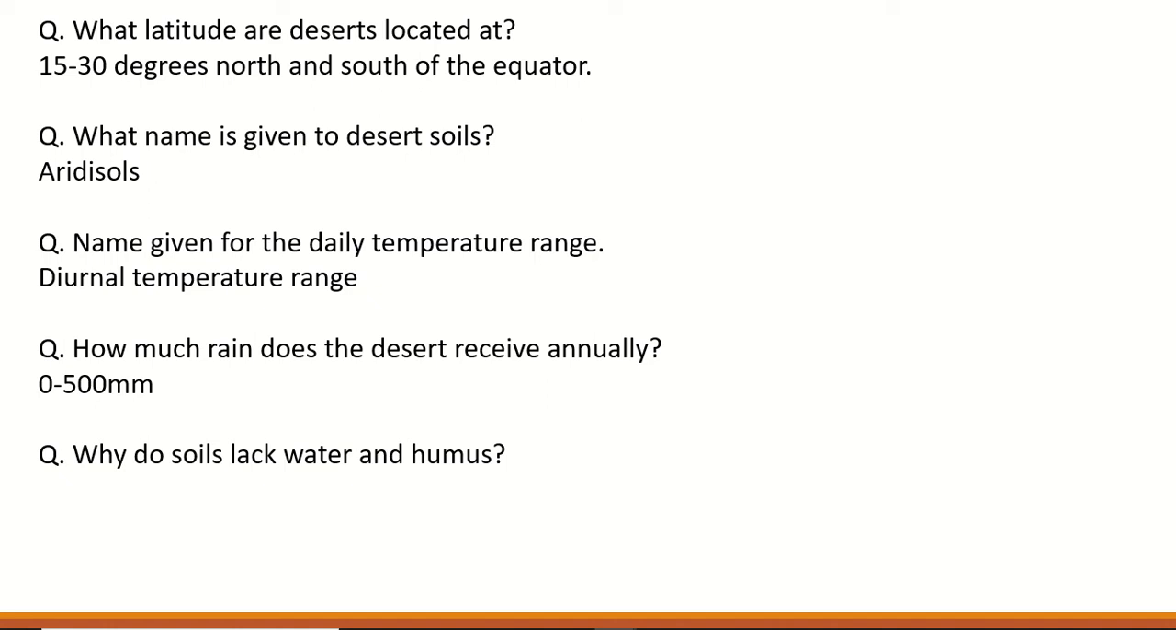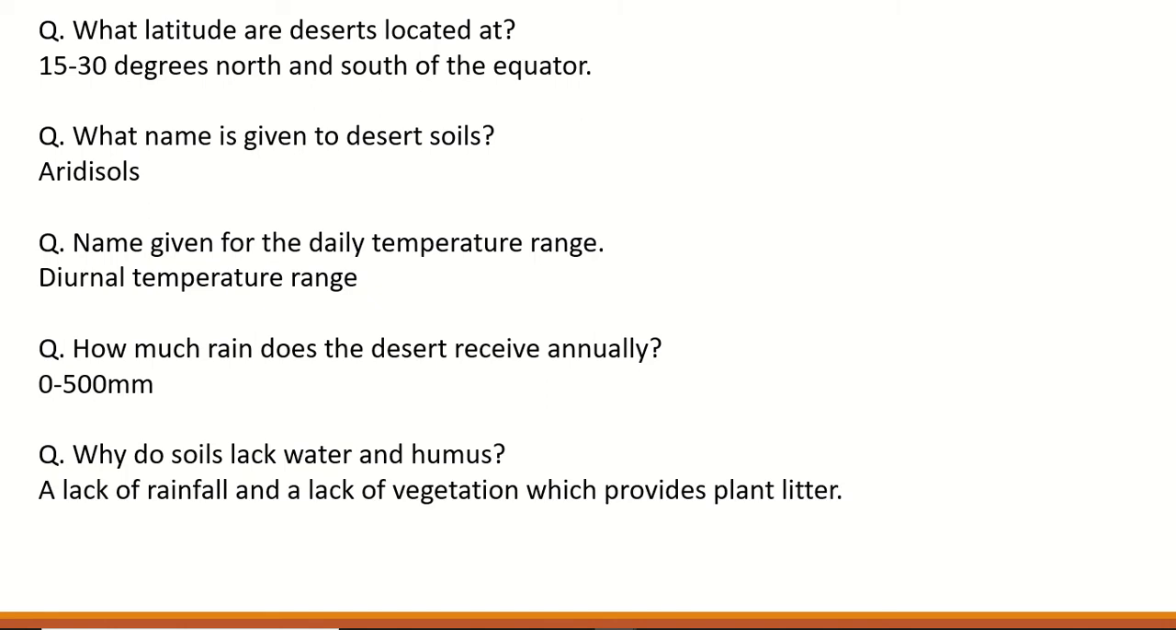Question five: why do desert soils lack water and humus? Desert soils have potential, but the reason they cannot support growth is that they're lacking water and lacking humus. They lack water because of a lack of rainfall, and they lack humus because of a lack of vegetation. In Ireland, the soil has loads of humus, and this humus comes from dead plant litter. When trees lose their leaves and plants die, those bits of plants decompose to form humus, which is really good for the soil.